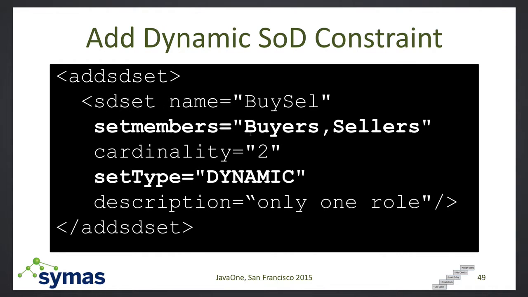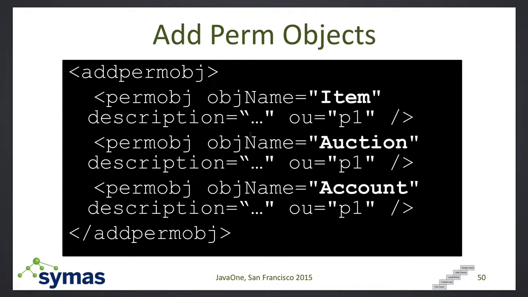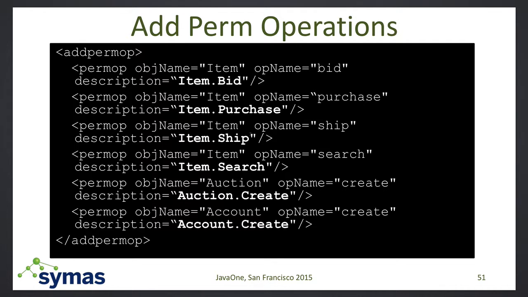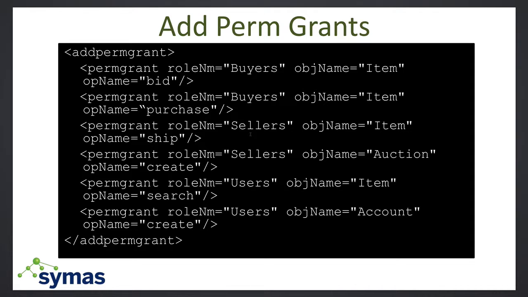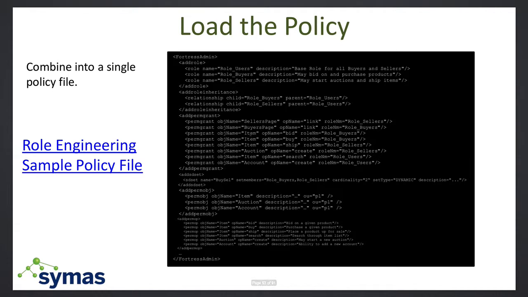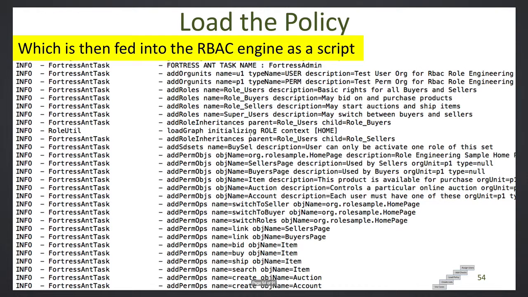And dynamic separation of duty constraints, same thing. Permission objects, we've got 3: item, auction, account. Permission operations, we've got 6. Permission grants, here we're going to combine all of those sets into a single file, and we're going to load it into the back-end system using a script, and it's going to produce an output like this.